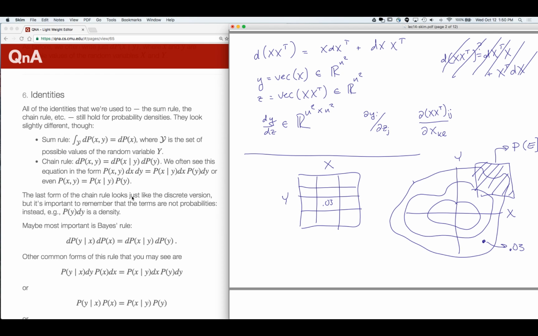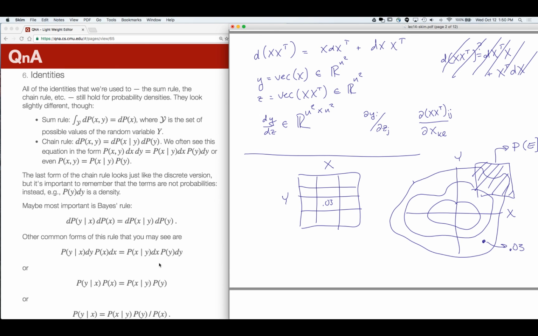They look a little bit different. So I've written the forms here in the lecture notes. For example, in the sum rule, we're doing an integral instead of a sum. And in the chain rule, dp of xy has both a dx and a dy in it. dp of x given y has just a dx, and dp of y has just a dy. So we have a dx and a dy on both sides, and the two expressions are equal.